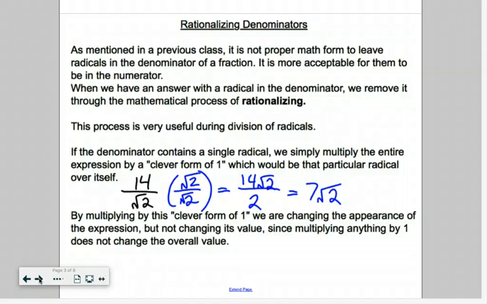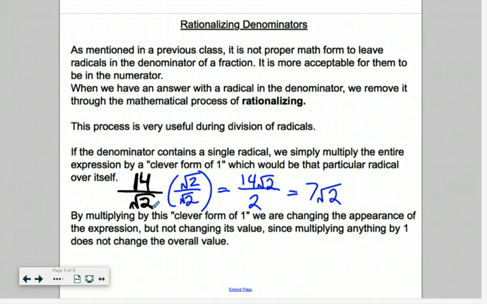So you have to think to yourself, what can I multiply this radical by so that it will cancel itself out? If you think about it, if you multiply a square root by a square root, it just equals the same thing. So here in this example, what we have is 14 divided by the square root of 2.